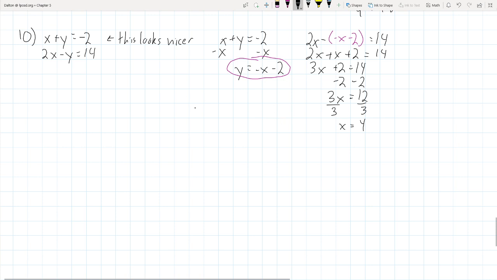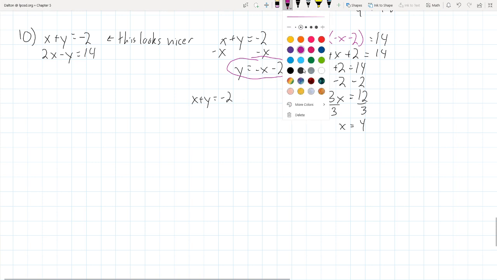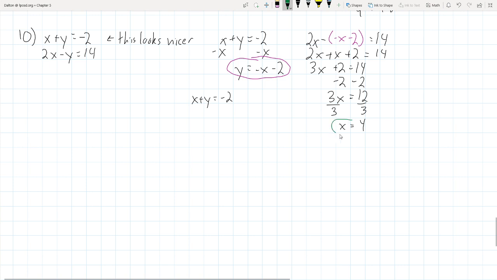I still need to get y by itself, or solve for y, so I'm going to use this x plus y equals negative 2. Let's change this to green. So I have 4 plus y equals negative 2. I'm going to subtract 4 from both sides, and I get y equals negative 6. So my ordered pair is 4 comma negative 6.